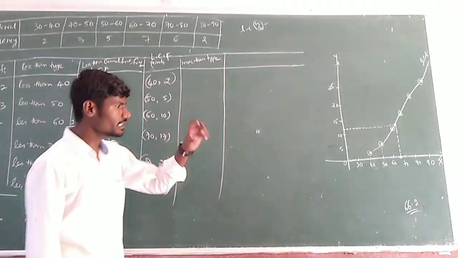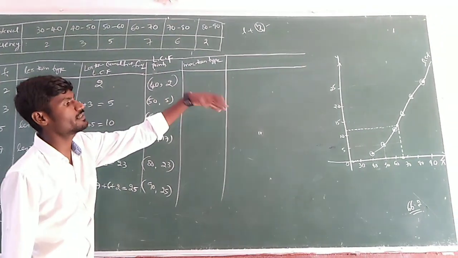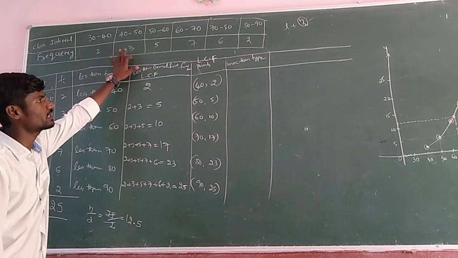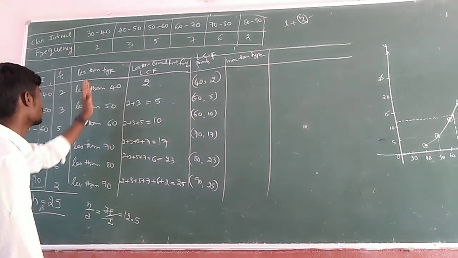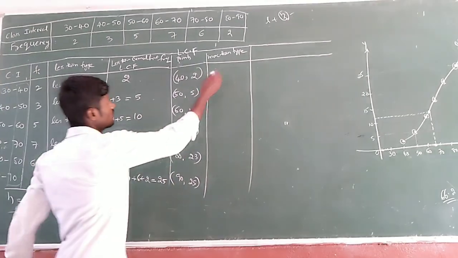Suppose in a single problem they ask for both less than and more than, and from that find the median. If they ask, draw both graphs for the given grouped data and find the median. So less than type is the same as usual. Next, what we have to do is the more than type.